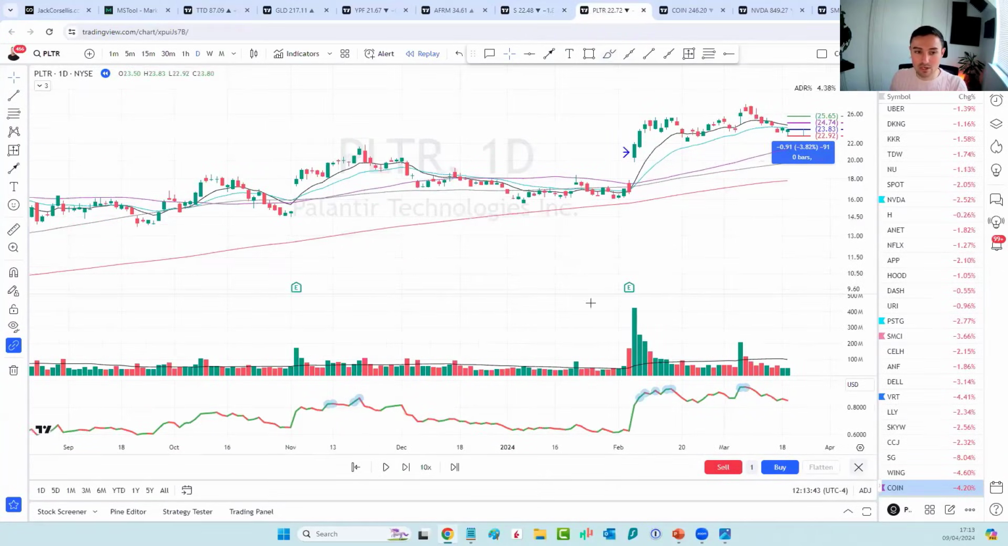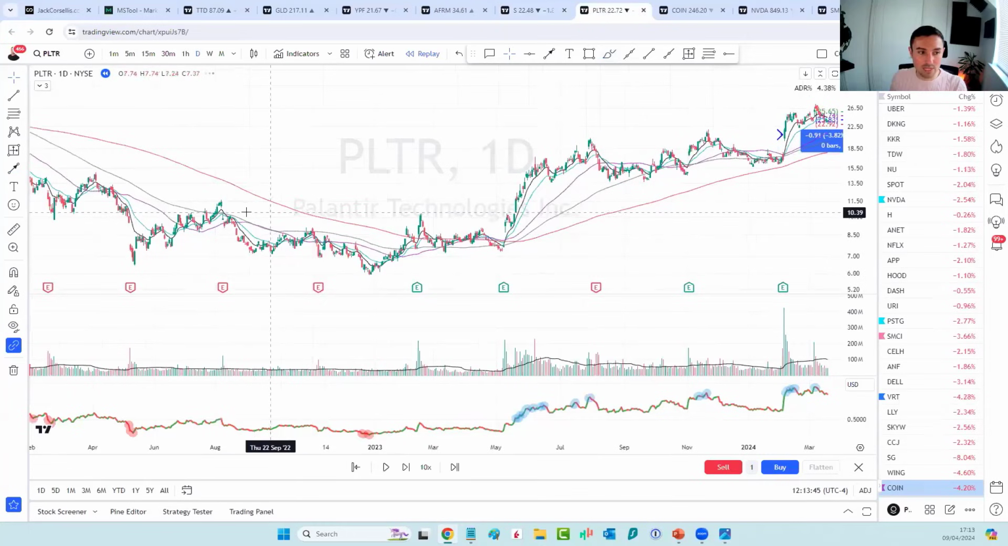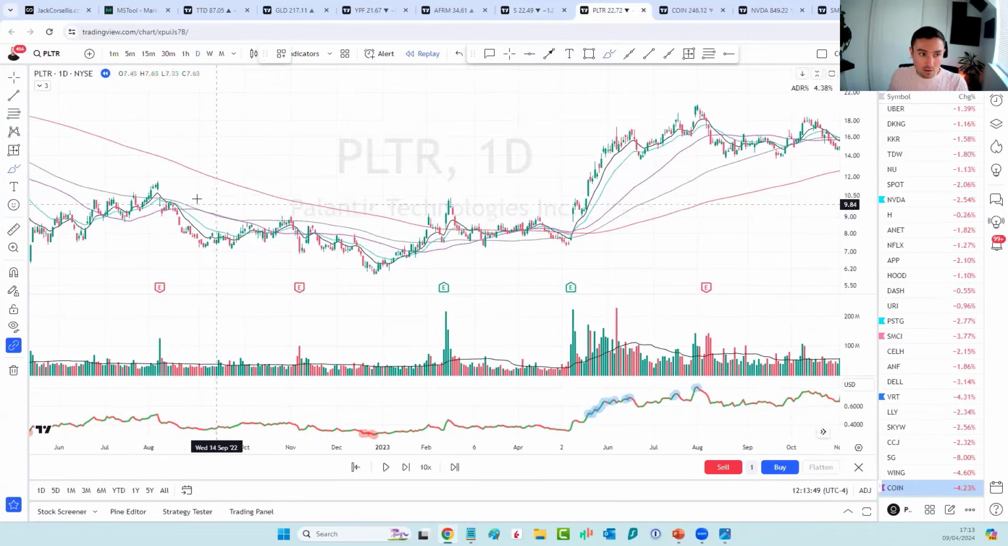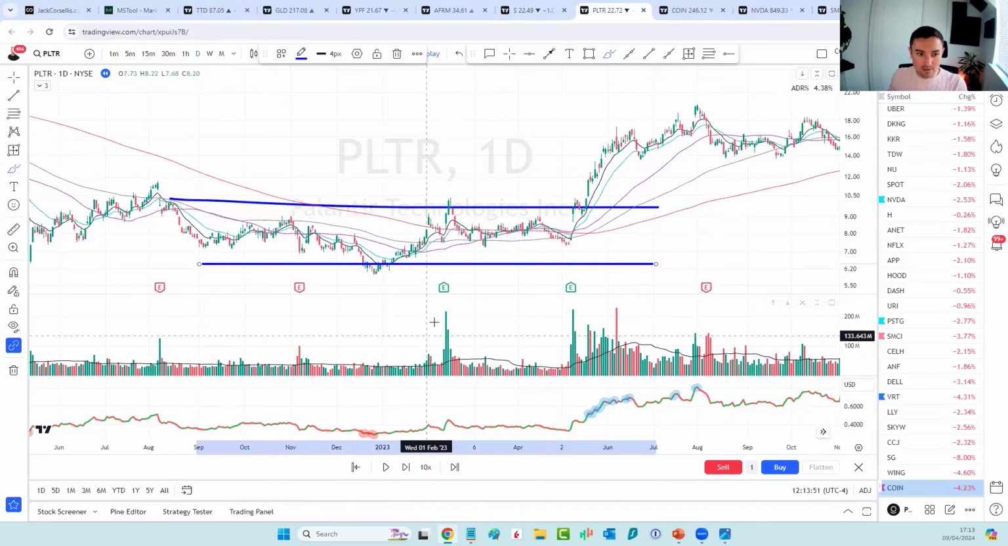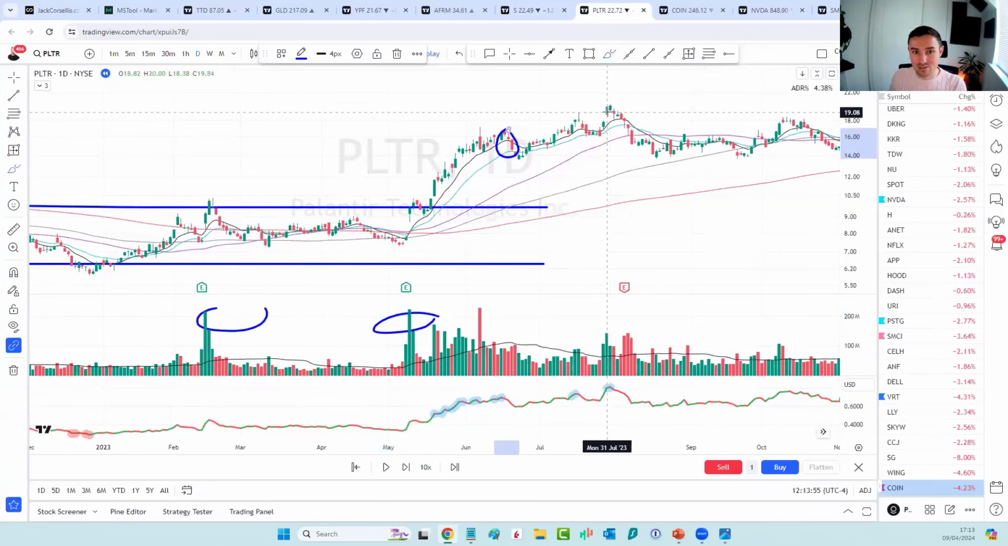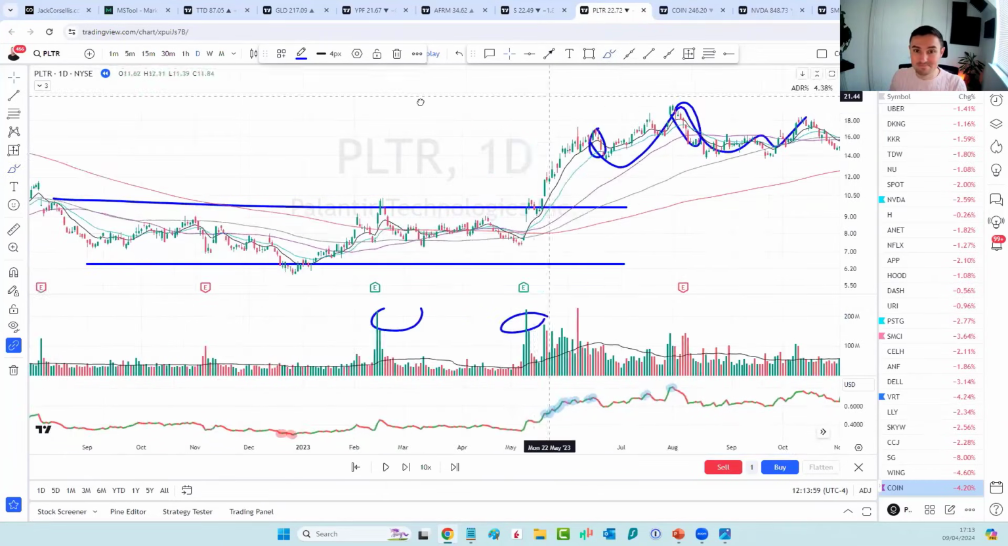We could go into PLTR as well. PLTR comes out of this big phase one base over here. Let me just zoom into it. Comes out of this big phase one base. Note the reactions to the earnings. And when it starts closing below these 10 and 21s and the 50-day, what does it tend to do? Well, looks pretty phase three choppy, doesn't it?